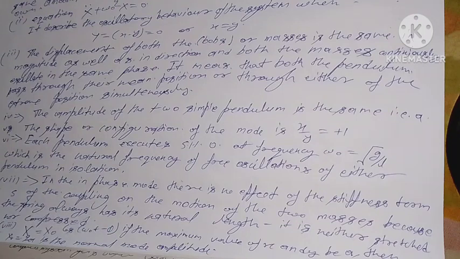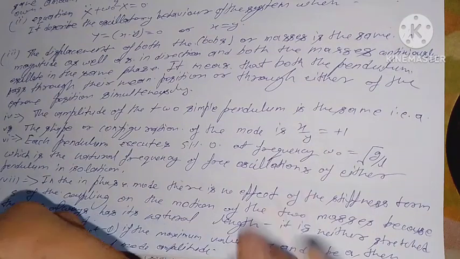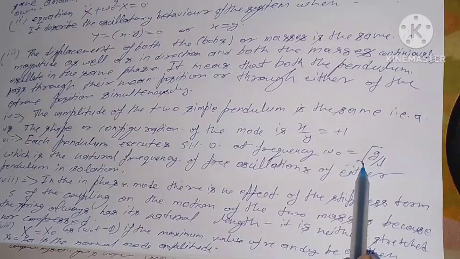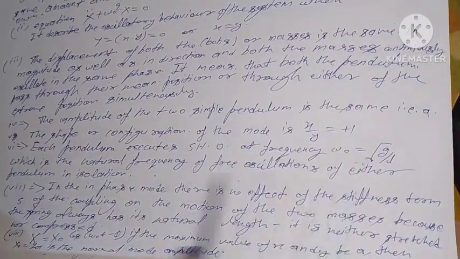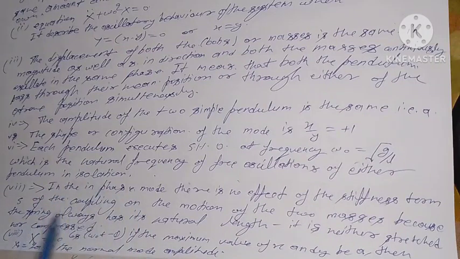The amplitude of the two simple pendulums is the same, that is A. The shape or configuration of the mode is x upon y equal to plus 1. Each pendulum executes simple harmonic oscillation of frequency omega naught equal to the square root of g by L, which is the natural frequency of the free oscillations of either pendulum in isolation.